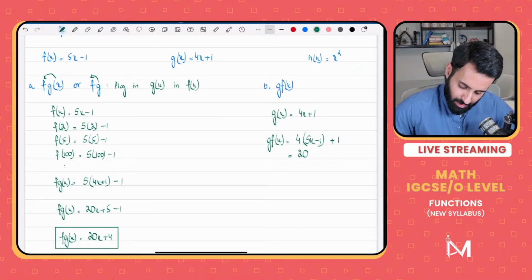So we have 20x minus 4 plus 1, which means it's equal to 20x.